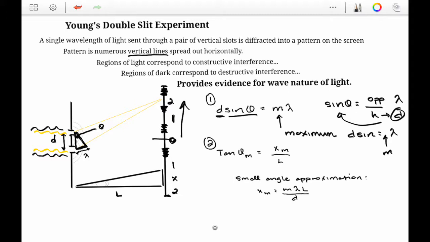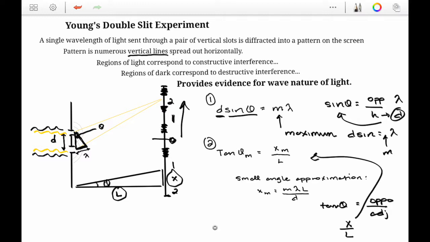The second mathematical relationship involves L, which is the distance from the slit to the screen, and x, which is the distance between maximums. By using the tangent of angle theta, we can see that tangent is equal to opposite over adjacent, and that would be x over L. That's how we derive this second relationship. This is basically what you need to know for Young's double slit experiment for solving different problems.